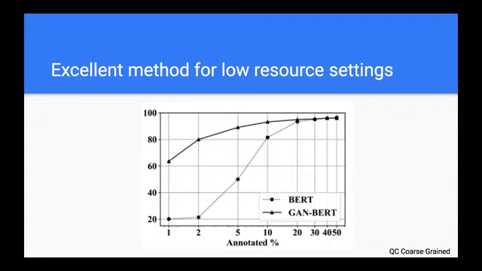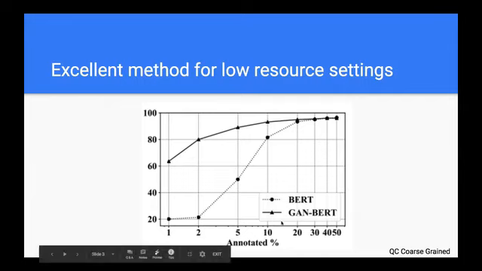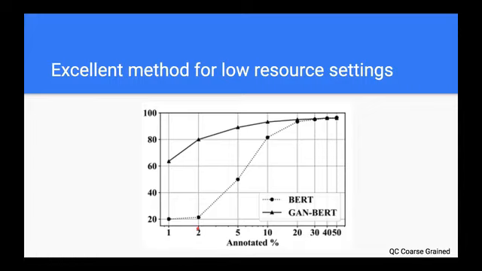And this graph better illustrates their power. So basically, they compare their model GAN-BERT with a standard BERT, and as you can see, if they only train on 1% of the data, then their model can achieve over 60% accuracy, while the BERT model only has 20% accuracy. Basically, it's not converged yet. And when you boost your training data to 2%, their model achieves 80% accuracy, which is very high, and BERT still does not converge. So you can see how data efficient this model is.